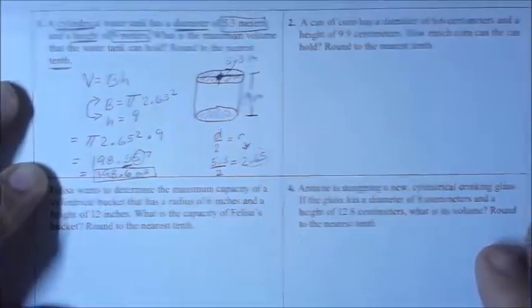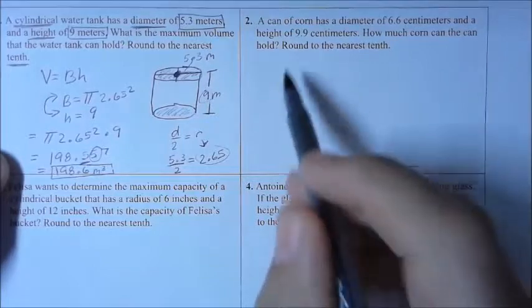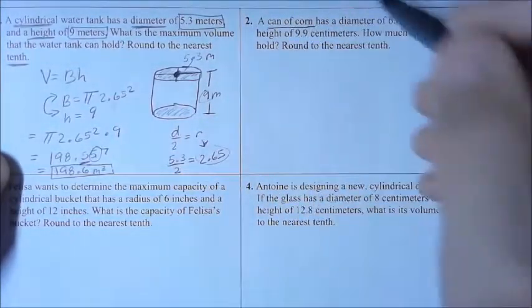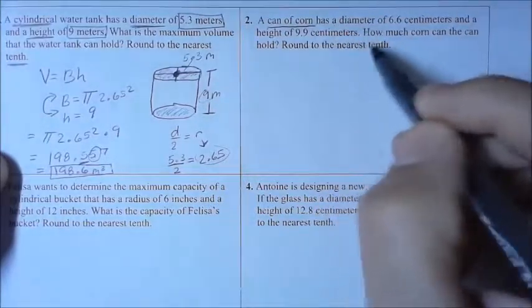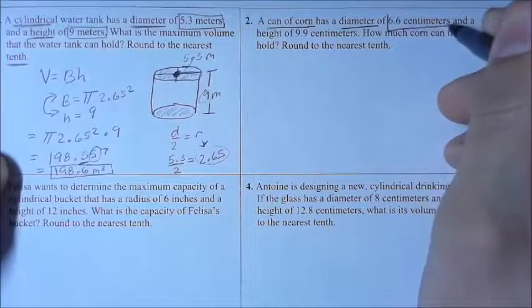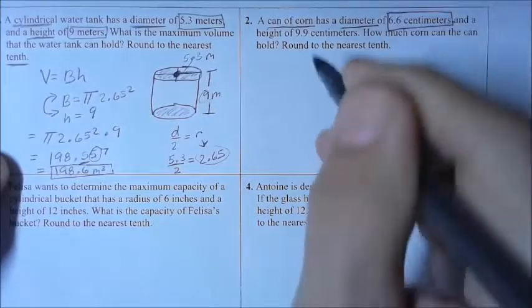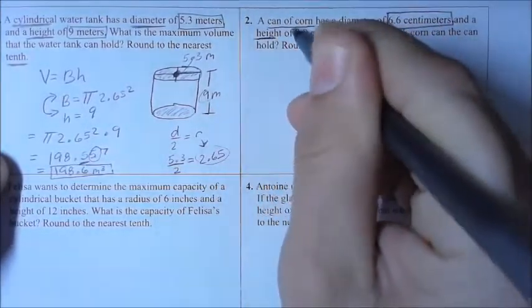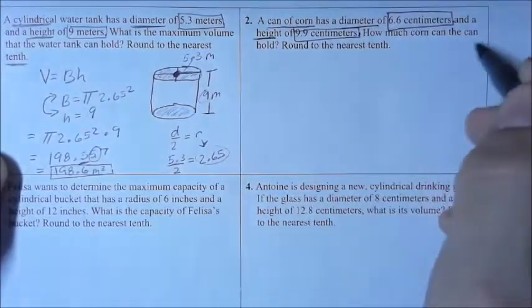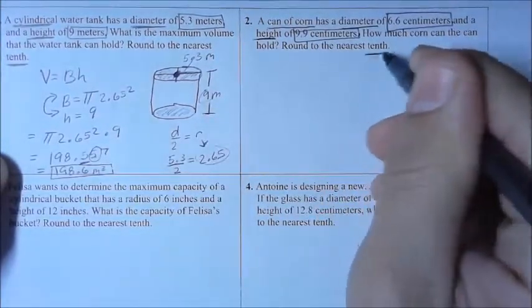So let's go ahead and take a look at number 2. It says a can of corn. Okay, well, I bet you've seen a can of corn. I eat corn out of the can all the time. Has a diameter, we're going to underline that keyword, of 6.6 centimeters. And it has a height, underline, keyword, of 9.9 centimeters. How much corn can the can hold? Round to the nearest tenth.